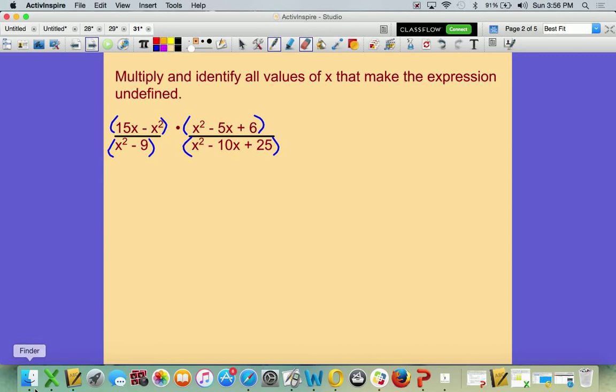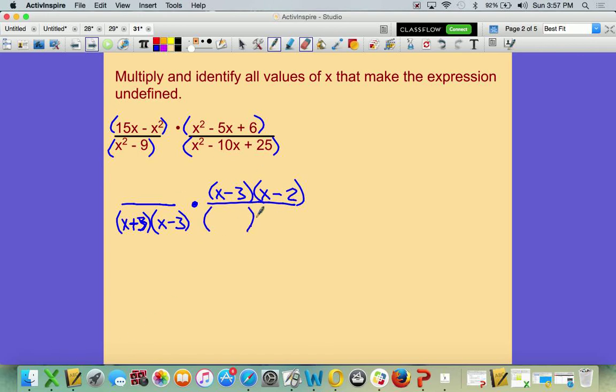Then from here, I am going to try and factor these down. I'm going to leave the top one alone for a second. I'm going to come down here, x squared minus 9. That's a difference of 2 squares, so x plus 3, x minus 3. Coming over here, got a trinomial, x squared is x and x. Signs are the same, they're both minus signs. 6 would be 3 and 2 because those add up together to give us 5.